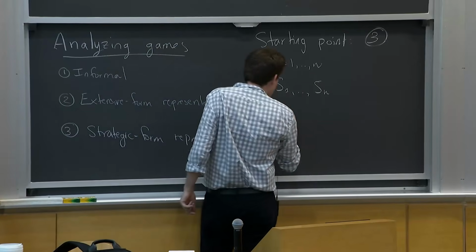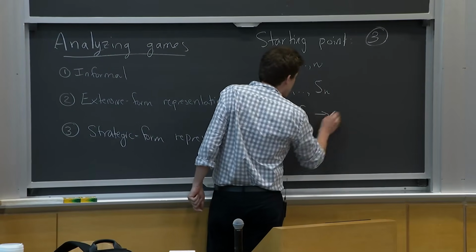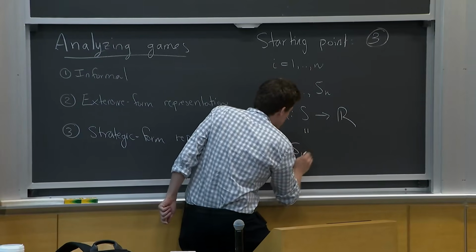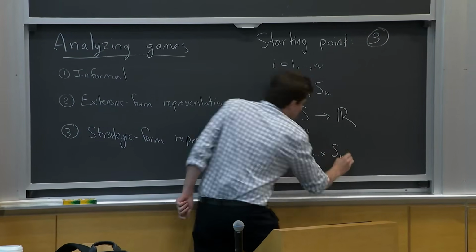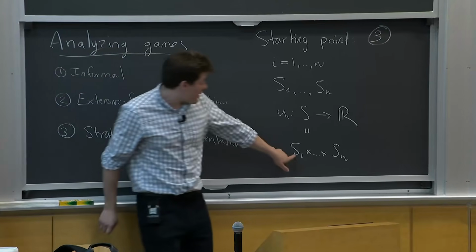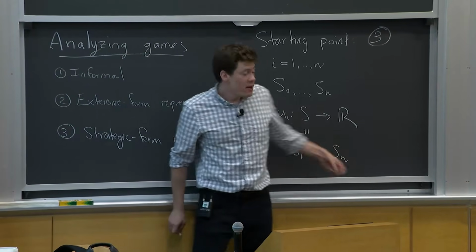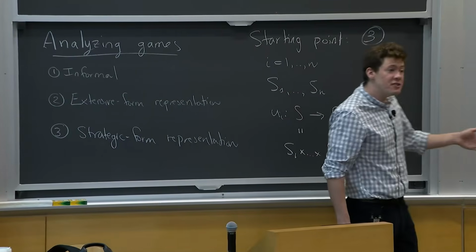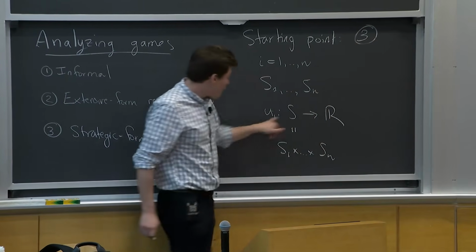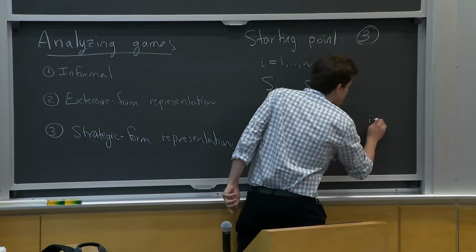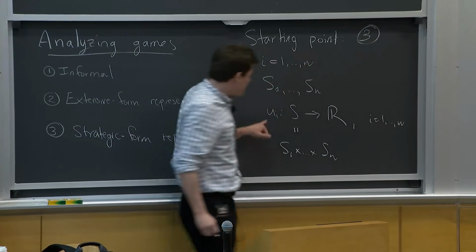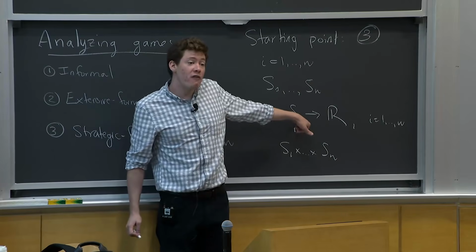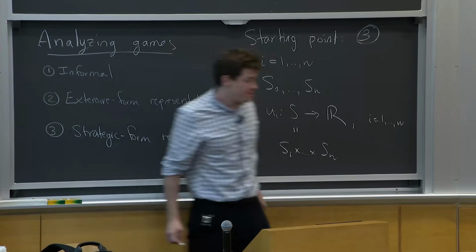And then we have our payoffs, ui from S to R, where remember S is the set of strategy profiles. So S mathematically is a product set of S1 up through Sn. But the key thing is that what lives in S are profiles specifying a strategy for each of the n players. And we have a function like this, again, for each of the n players, that specifies each player i's utility as a function of the profile of strategies that the players play.